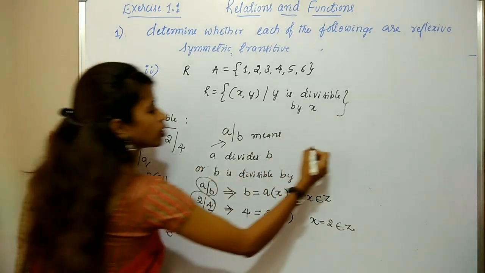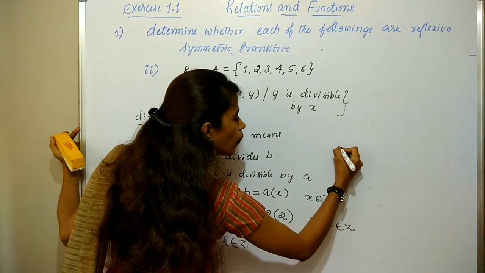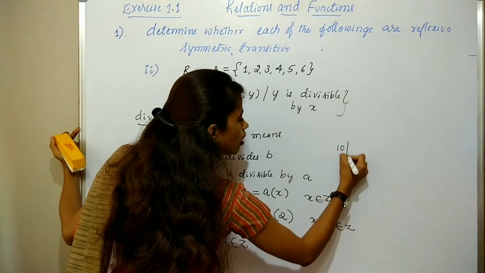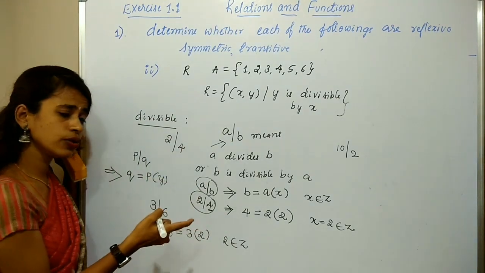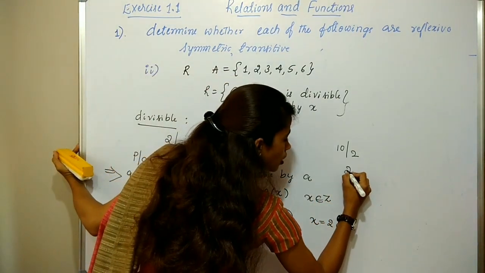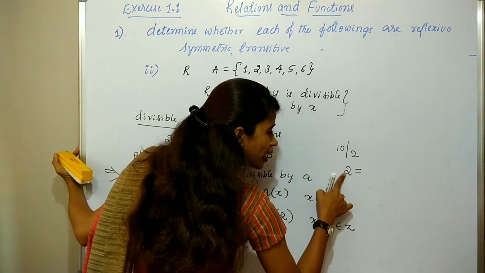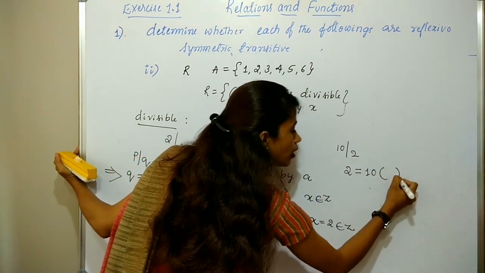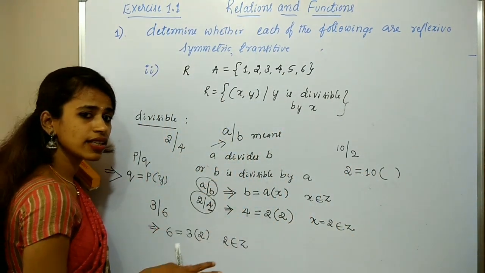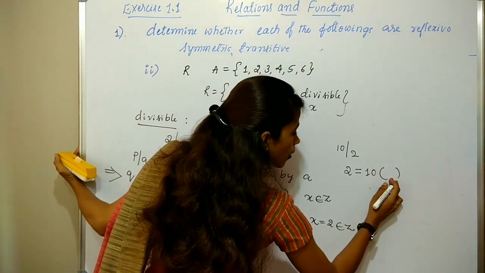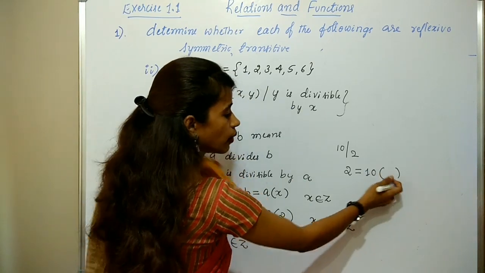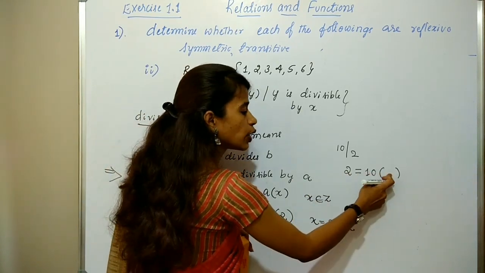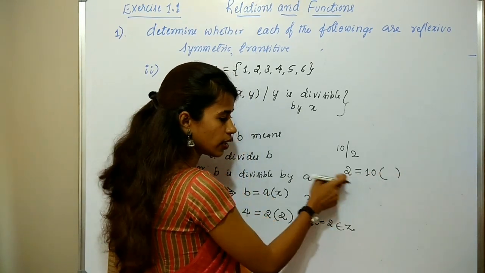Here I am taking, say, 10 divides 2. 2 can be written as 10 into some value. That must be an integer. So here we don't have such an integer. If I take 1, 10 ones are 10, not equal. If I take 2, 10 2s are 20, not equal to 2.